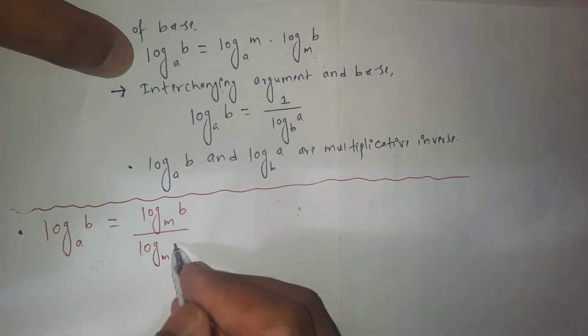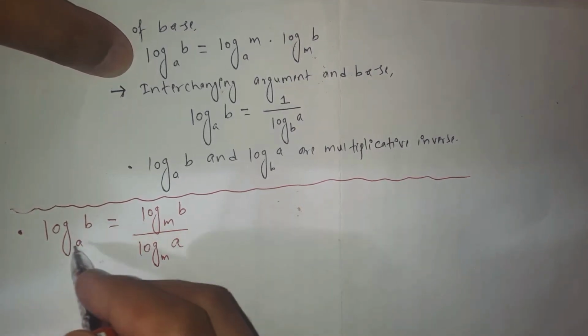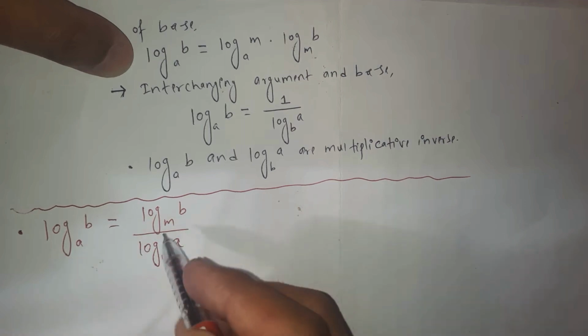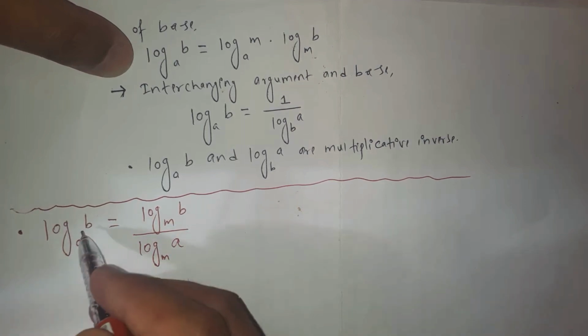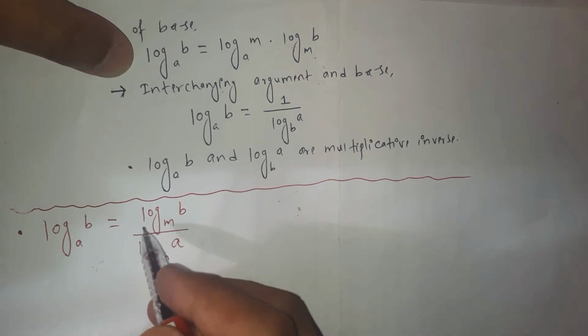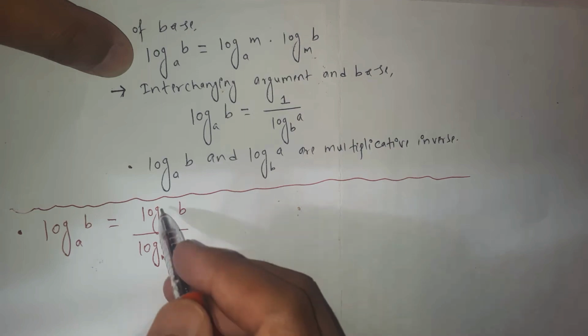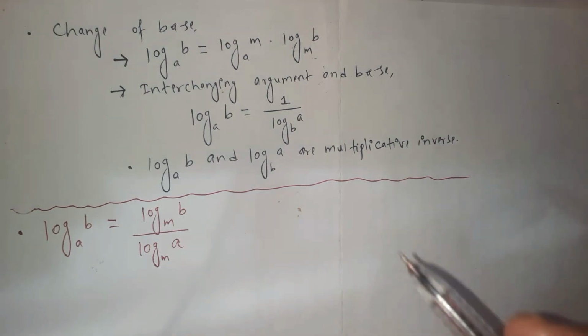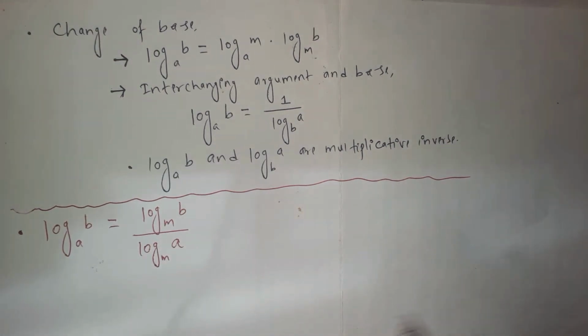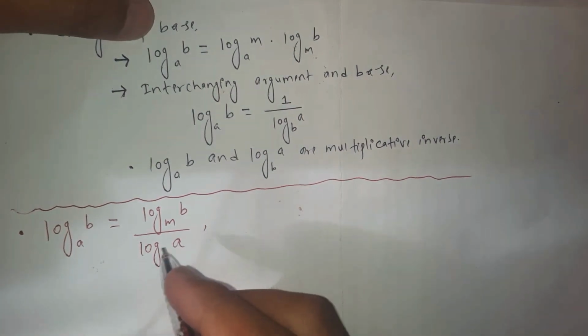Here the base is a. This is one very important property. Here we just change the given logarithm into the logarithm of the base as our wish. We can change the given logarithm into the next logarithm with the base of our wish.